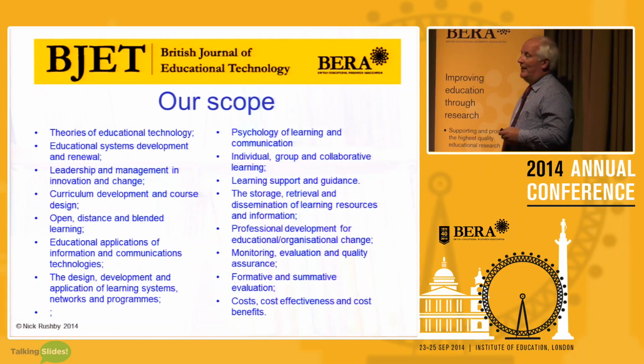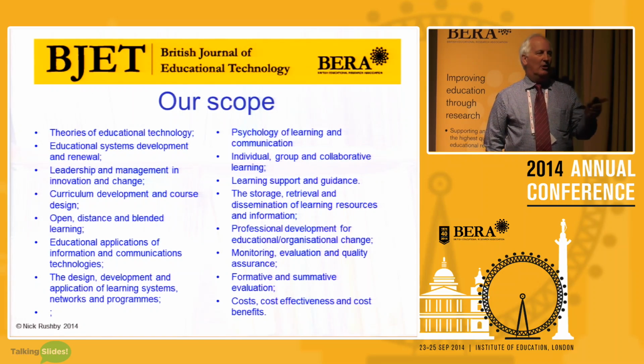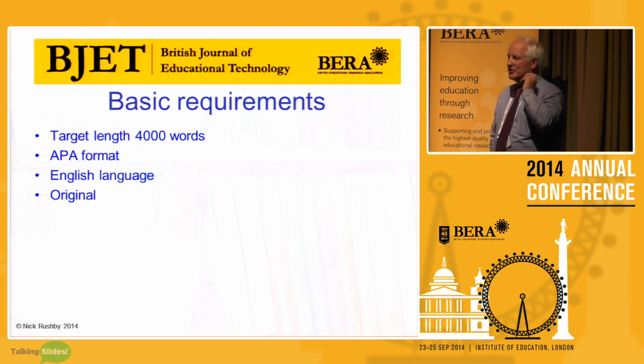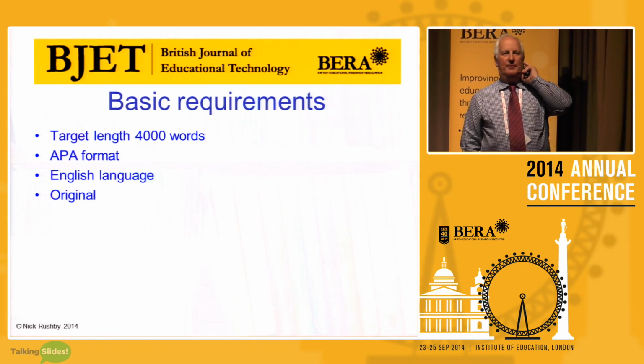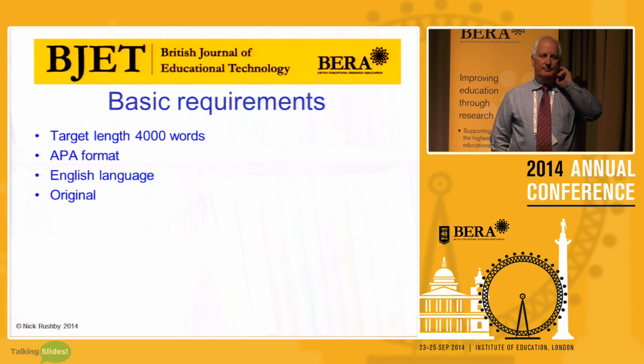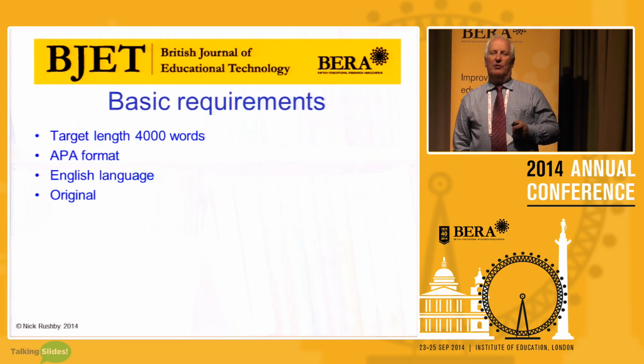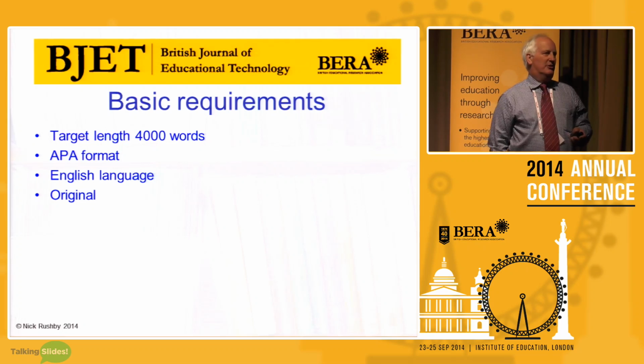I'm not going to read that out. You've got it actually on the bit of paper that you were given a few minutes ago. Basic requirements, rather shorter papers than the review of education. Our target length is about 4,000. We do accept papers longer than that, but there's got to be a very good reason.